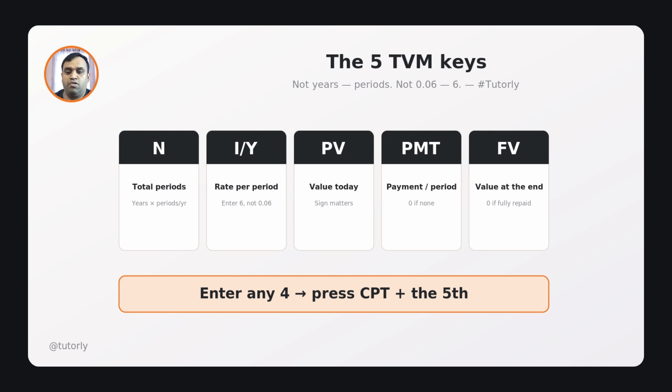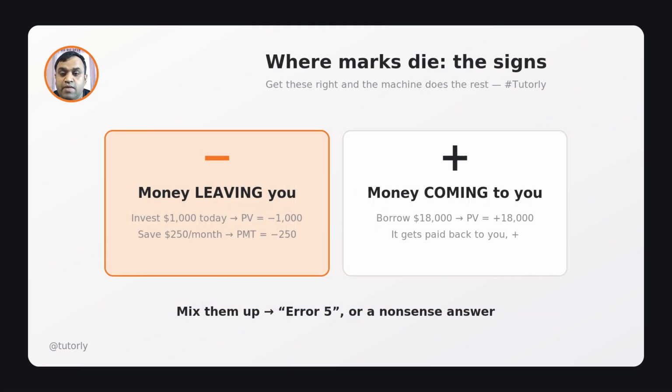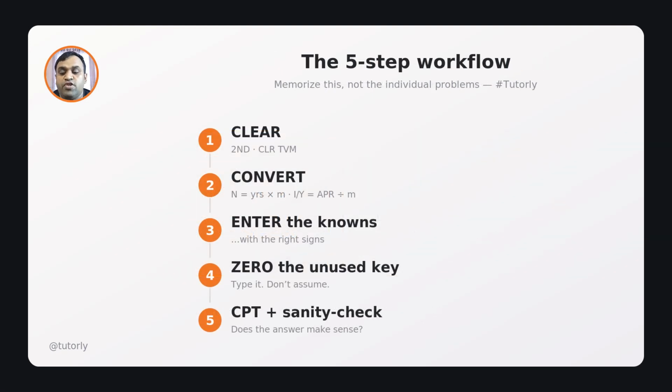The rule is quite simple. Enter any 4 of them and then press CPT and you get the 5th. The calculator solves for whatever you didn't give it. Money leaving your pocket is negative. Money coming back to you is positive. You invest $1,000, that's a negative PV because it left your hands. The calculator hands it back later as a positive. Mix those signs up and you get Error 5 or an answer that makes no sense. Get the sign right and the machine does the rest for you.